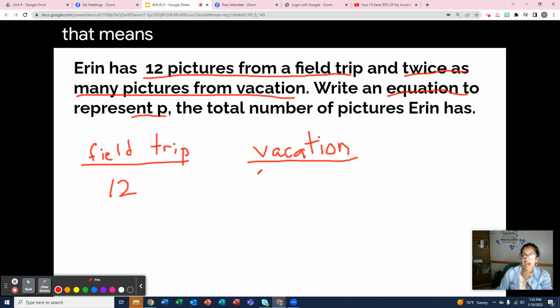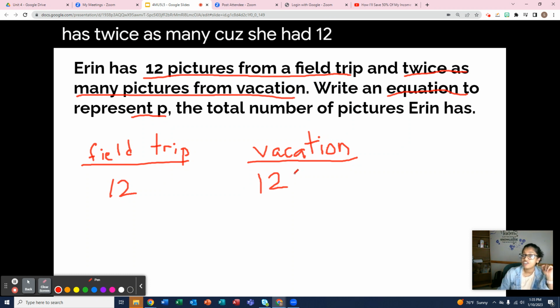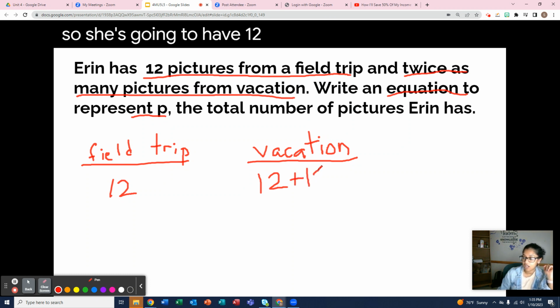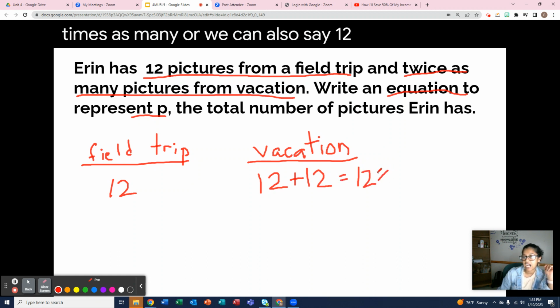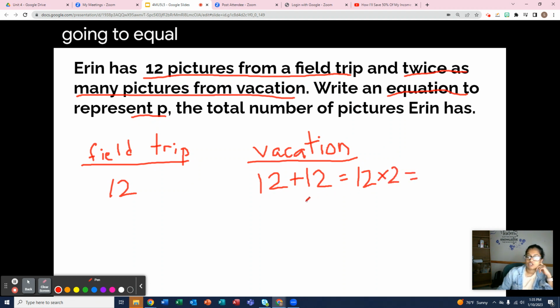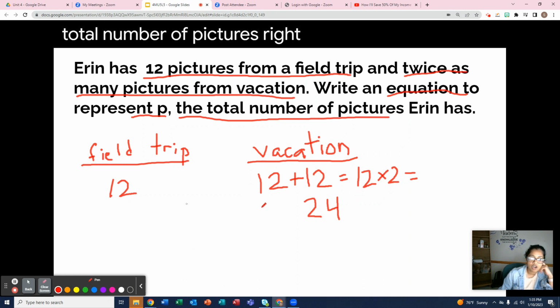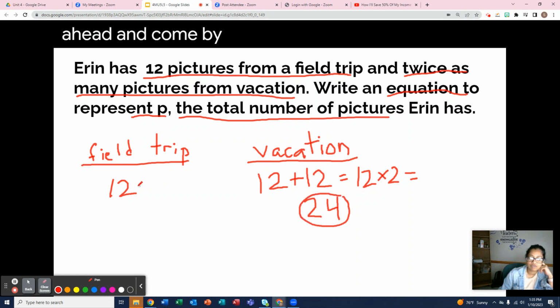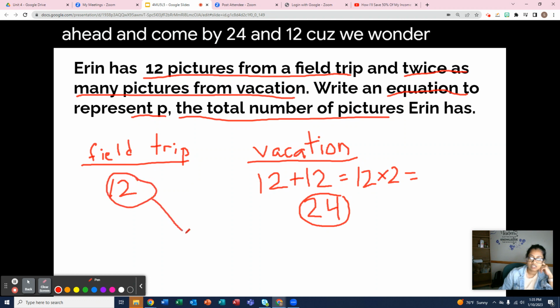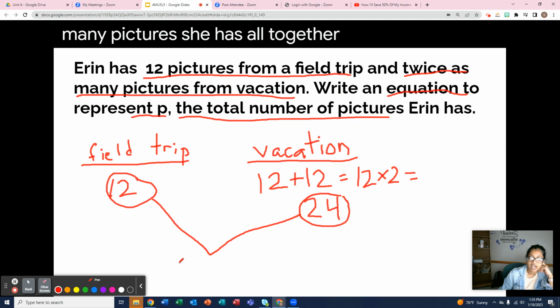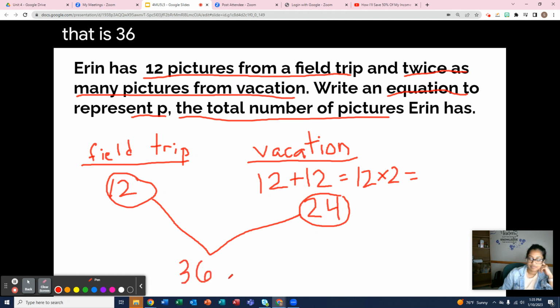So that means she has twice as many as the 12 she had from the field trip. So she's going to have 12 plus 12, right? Because she has 2 times as many. Or we can also say 12 times 2, right? And that's going to equal 24. Now we want to find P, which is the total number of pictures, right? So we're going to combine 24 and 12 because we want to know how many pictures she had all together. And so altogether that is 36, right?